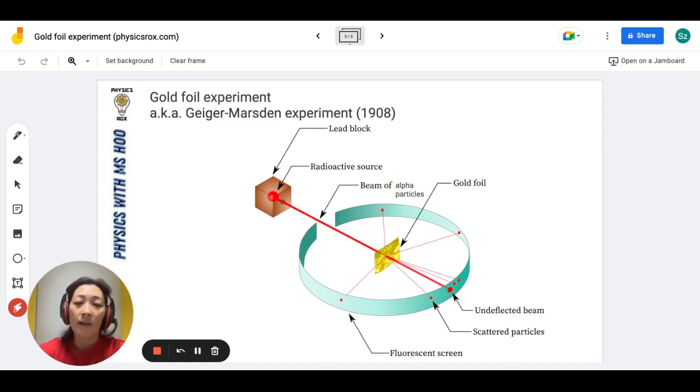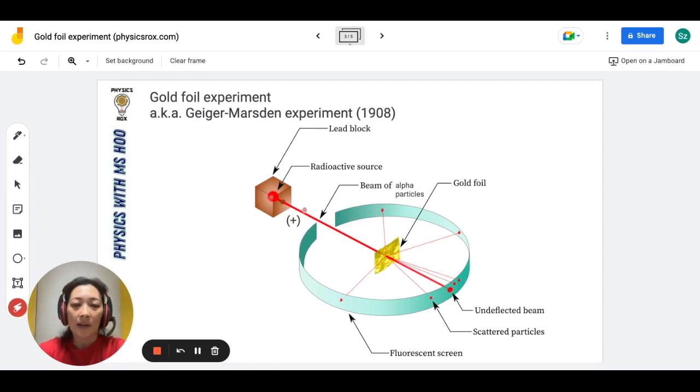Now, if you have no idea what alpha particles are, just think of them as positively charged particles for now. To find out more about alpha particles, please watch my video on nuclear emission, where I explain not only alpha, but beta and gamma radiation as well. For now, let's focus on this. So the alpha particles are positively charged particles. I'm going to indicate that here.